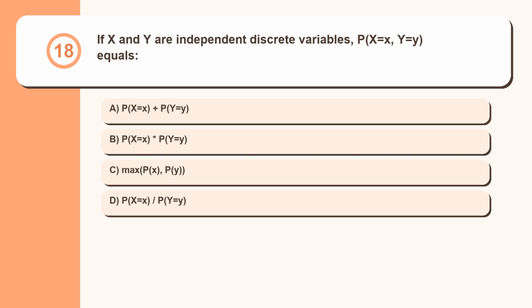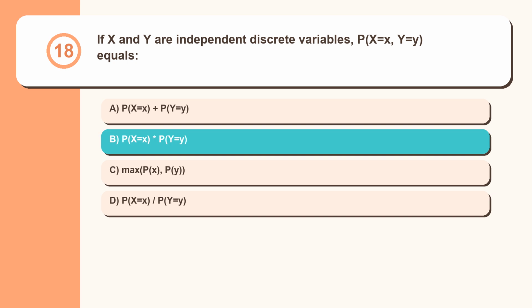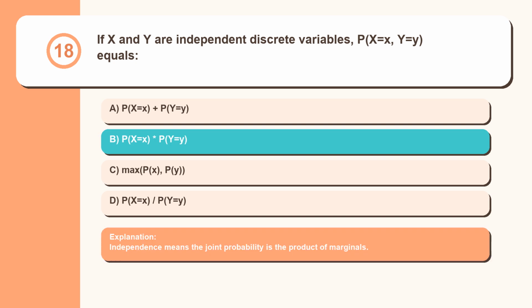Question 18. If X and Y are independent discrete variables, P(X=x, Y=y) equals P(X=x) plus P(Y=y), P(X=x) times P(Y=y), max of P(X), P(Y), P(X=x) divided by P(Y=y). Independence means the joint probability is the product of marginals.